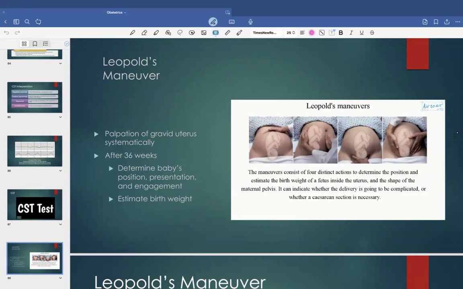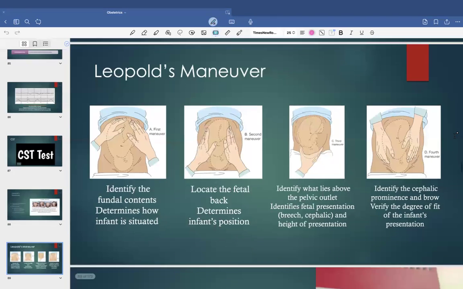It can indicate whether the delivery is going to be complicated or whether a cesarean section is necessary. So we'll look at those four movements. And when you're looking at this, I want you to be very mindful of the hand position. So you can see the mom's pubic symphysis, the baby's head, top of the uterus, and the hand. I'm on the table, my hands are here versus my hands are here, which is what you see on that last picture, picture number 4. The provider's position is in a different move position from here to here. So just keep that in mind as you look at the maneuver.